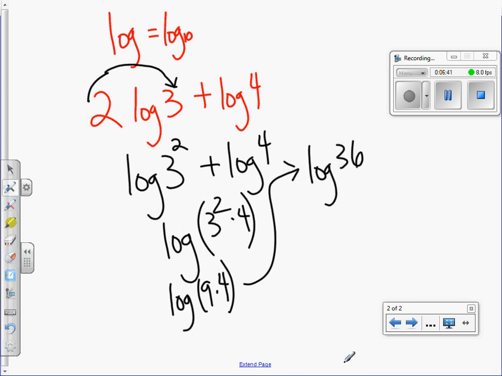And that's not going to simplify any further because we'd have to figure out what do I raise 10 to, to give 36. All right, and that's not really a very nice problem. What that means is we are done. It's going to be finished right here, log base 36.